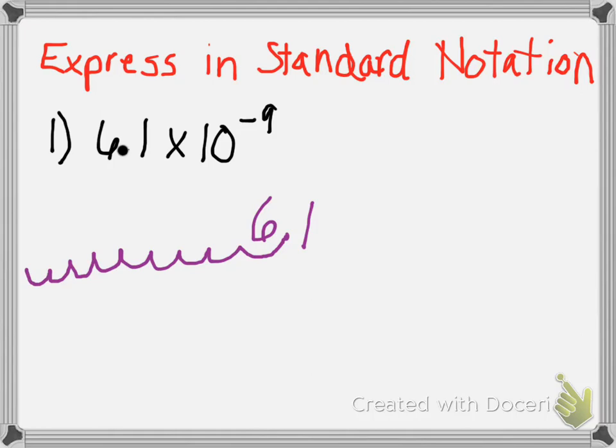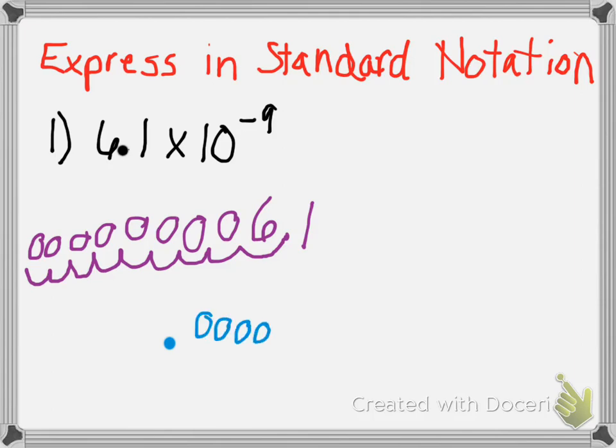Then you're going to fill in all the empty spaces with zeros. Then you need to completely rewrite your number with your decimal in the correct spot, and then put in all your zeros, and then your numbers.